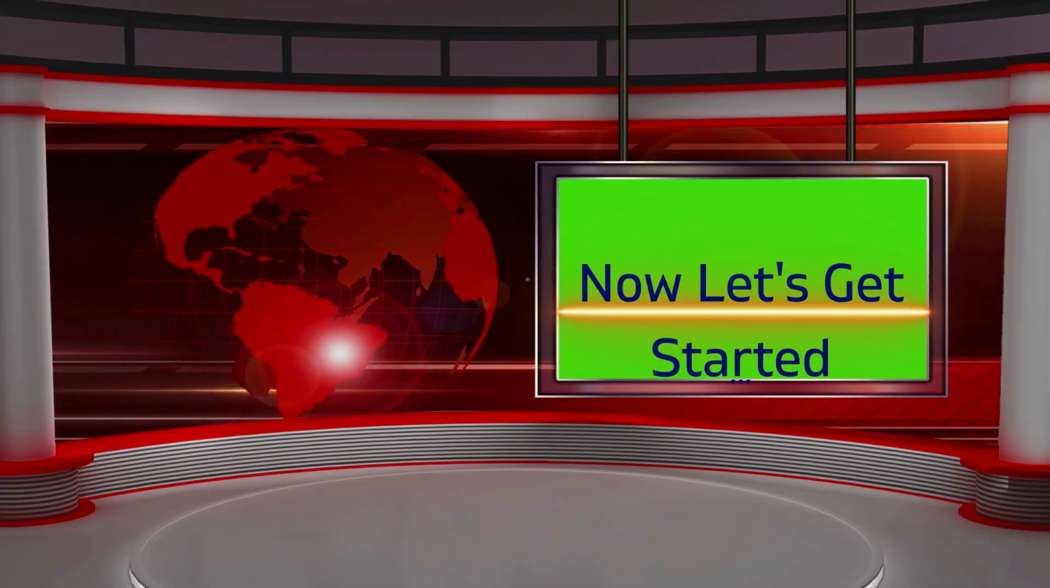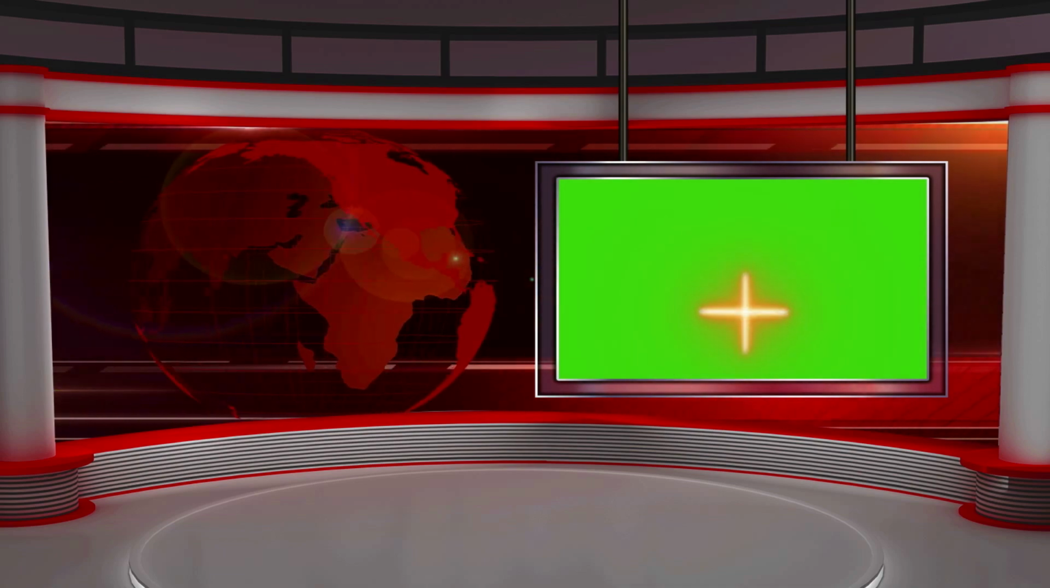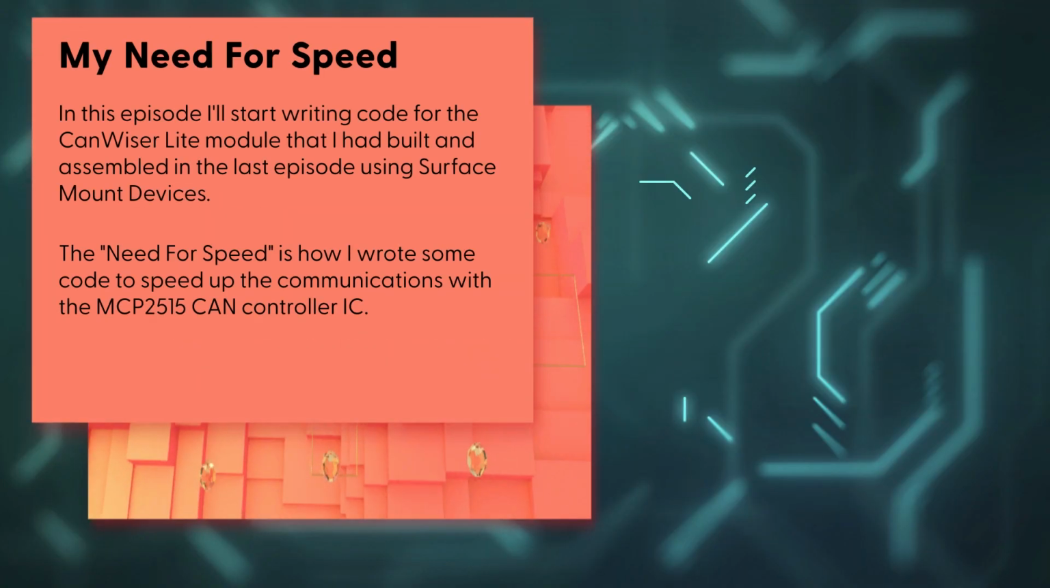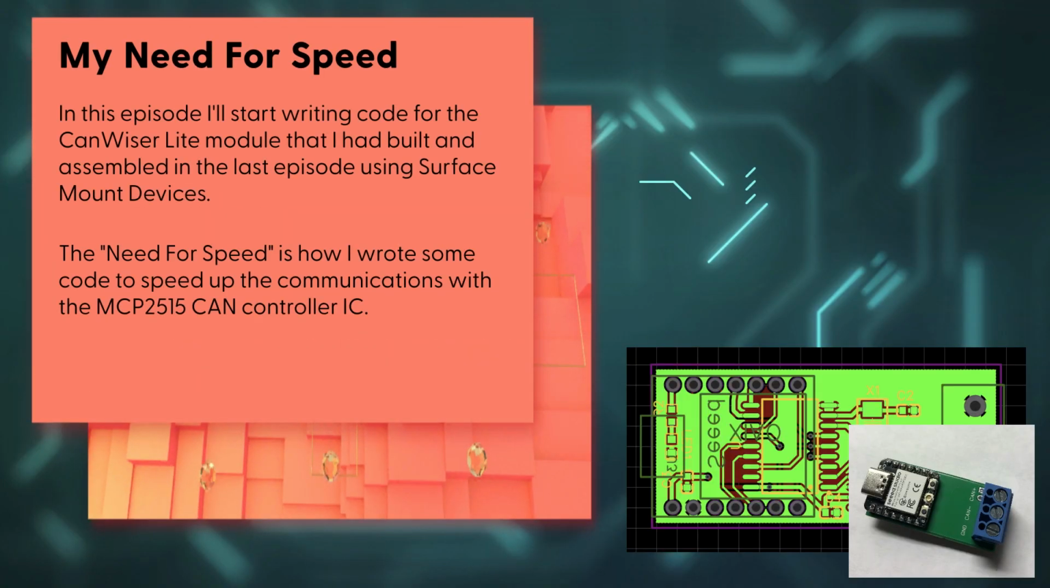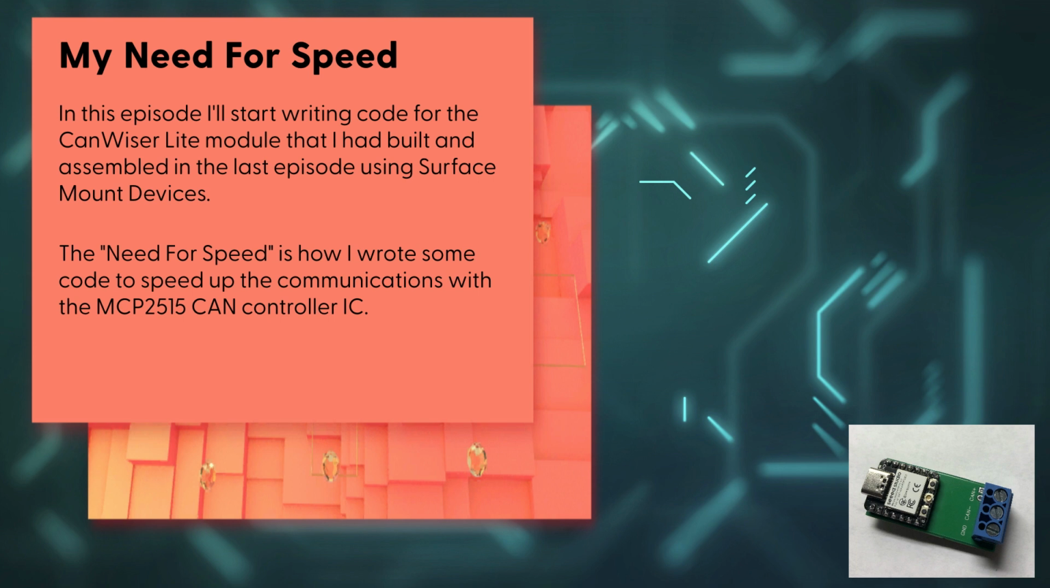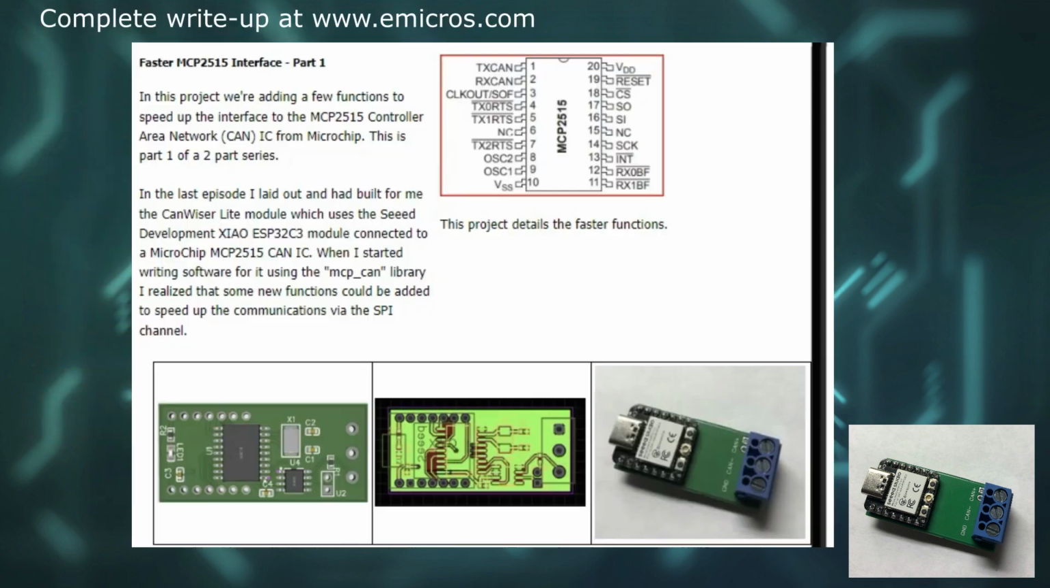Now let's get started. In this episode, I'll start writing code for the CanWiser Lite module that I had built and assembled in the last episode using surface mount devices. The need for speed is how I wrote some code to speed up the communication with the MCP2515 CAN controller IC. In this project, I'm adding a few functions to speed up the interface to the MCP2515 controller area network IC from Microchip. This is part one of a two-part series.